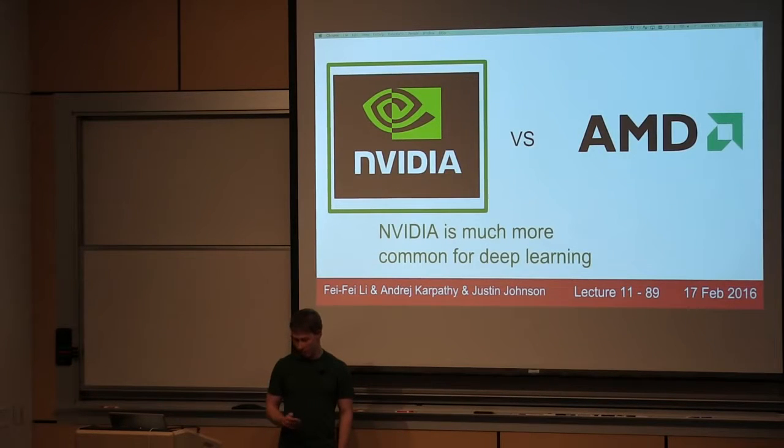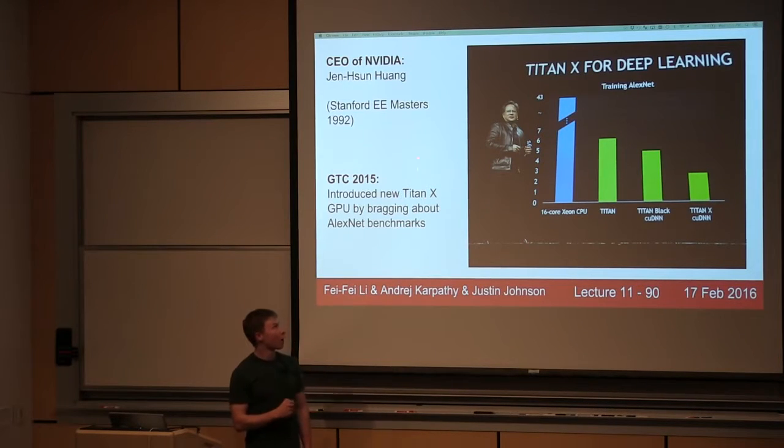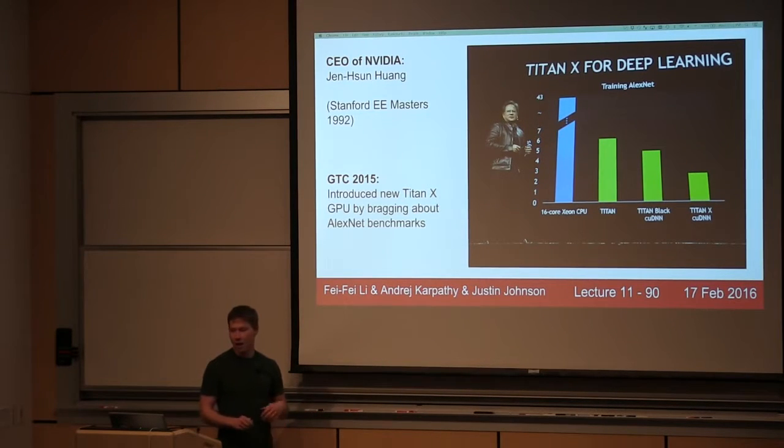As a cool example of that, last year at GTC, which is NVIDIA's yearly big, gigantic conference where they announce new products, Jensen Huang, who's the CEO of NVIDIA, and also a Stanford alum, introduced the latest and greatest new GPU called the Titan X, their flagship thing. And the benchmark he used to sell it was how fast it can train AlexNet.